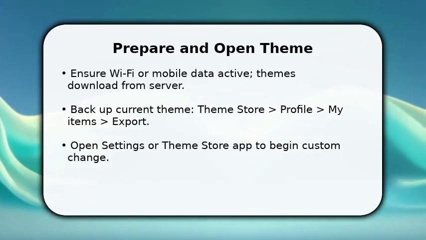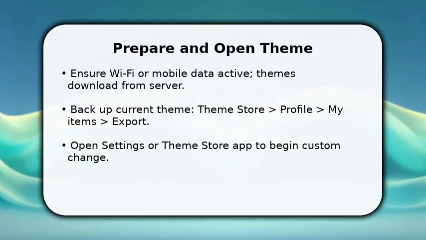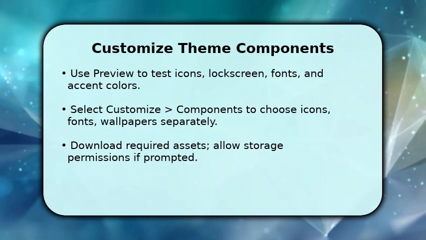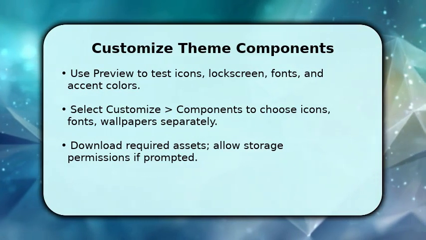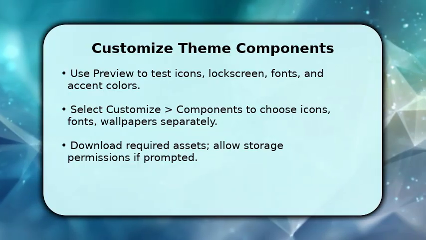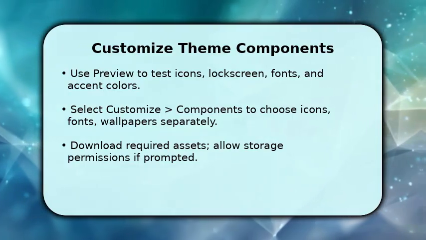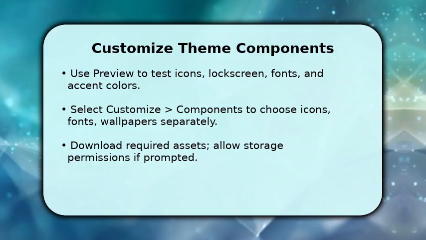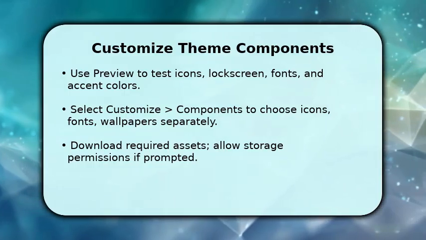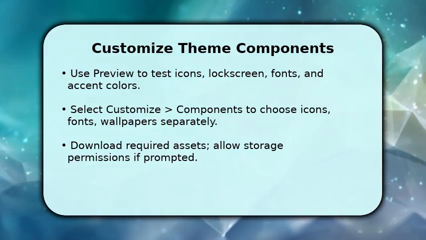Now you customize components so the theme behaves the way you want. You can preview icons, fonts, lock screen style, and accent colors. This helps avoid surprises. Tap Customize or Components to pick icons, wallpaper, and font individually. Choose only what you like to keep system stability.